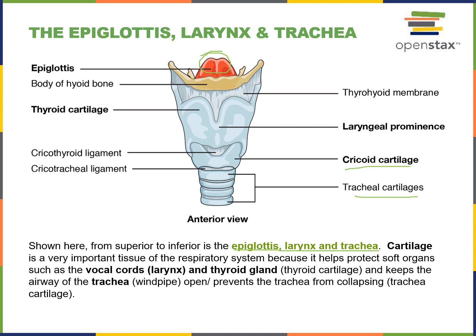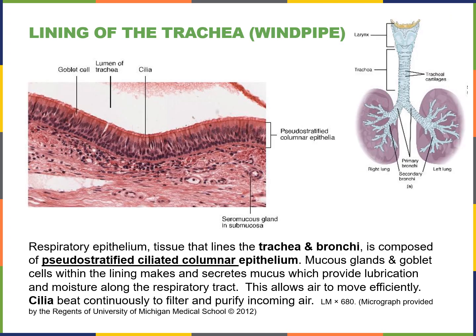You do not have to know all these individual names. Just appreciate that this is the trachea here with its C-shaped ring cartilage. This would be part of the voice box, the larynx, so the laryngeal prominence, which is like the Adam's apple. So we've gone through all of that already. The cartilage does help to protect the soft tissue underneath.